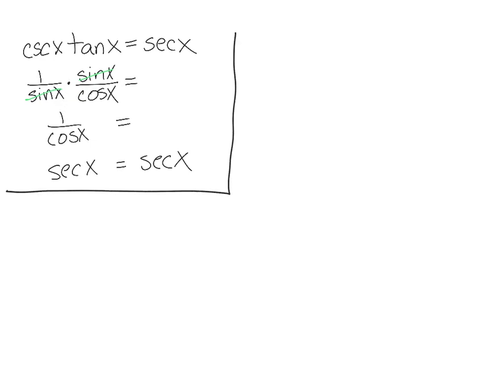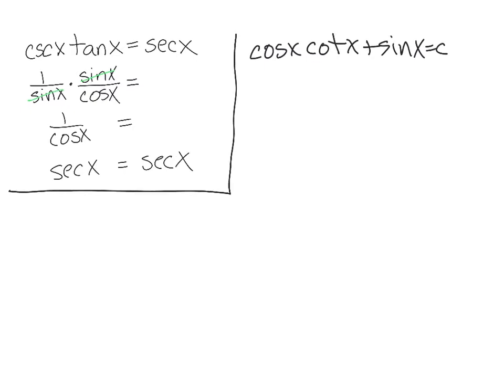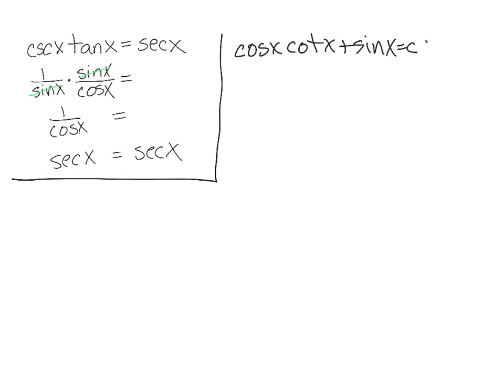Let's try another. Cosine, cotangent, plus sine equals cosecant. All right, pick a side. I'm not going to pick this side. There's nothing going on, but I got lots of stuff I can do over here. So I'm going to change everything to sine and cosine.